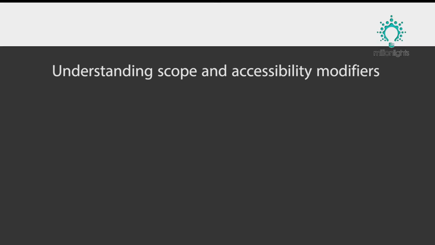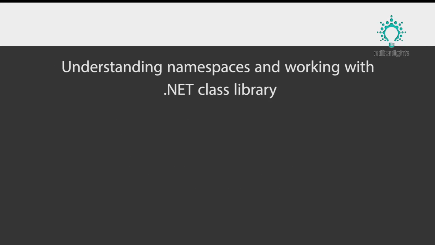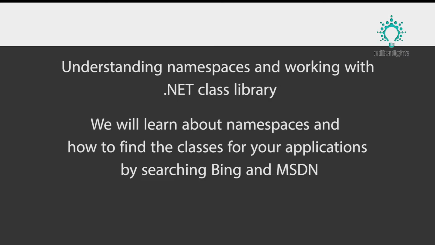The topics that we are going to cover in this episode are understanding scope and accessibility modifiers, in which we will explore variable scope and how accessibility modifiers are used by the .NET Framework class library. These are used to expose or hide implementation of their given services to consumers of that given class. Understanding namespaces and working with the .NET class library, in which we will learn about namespaces and how to find the classes for your applications by searching Bing and MSDN.